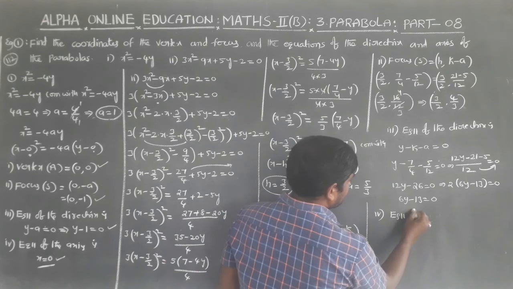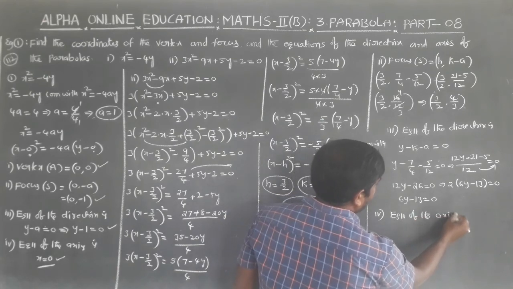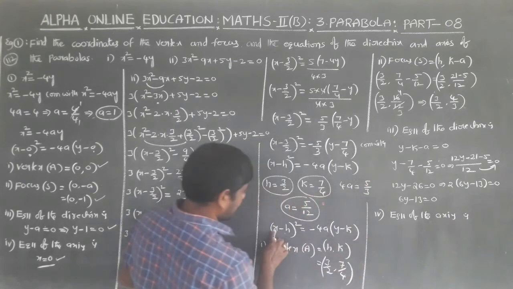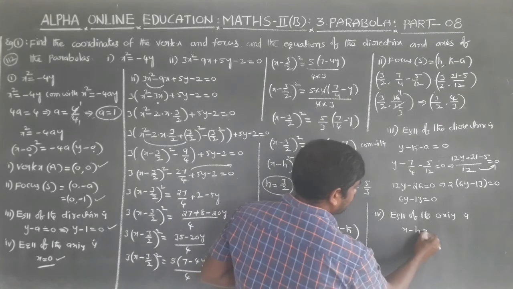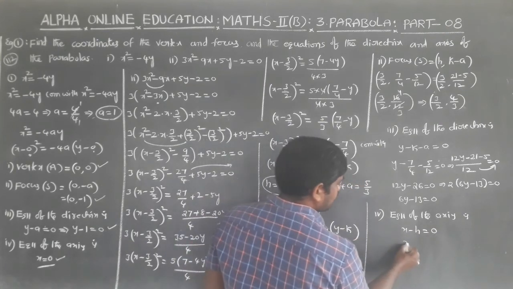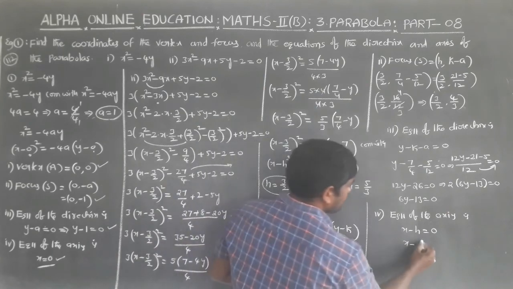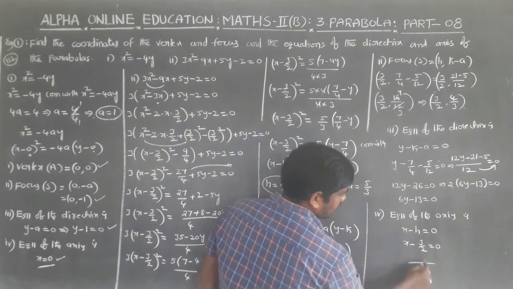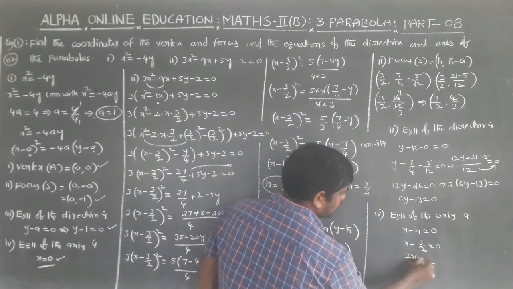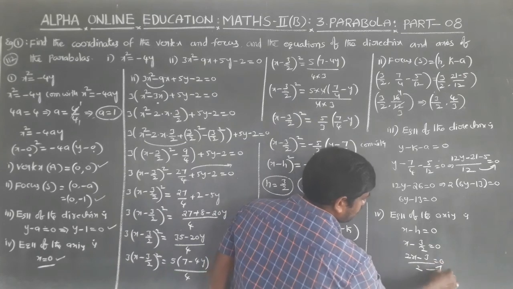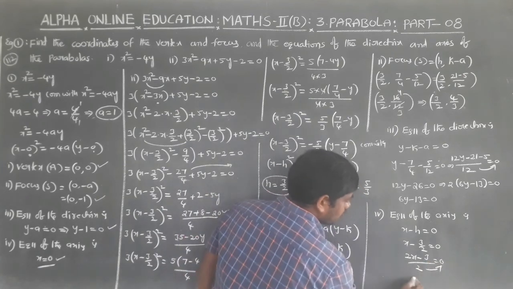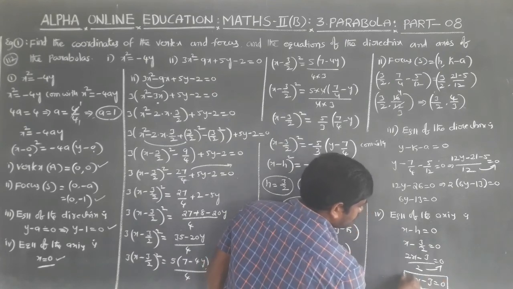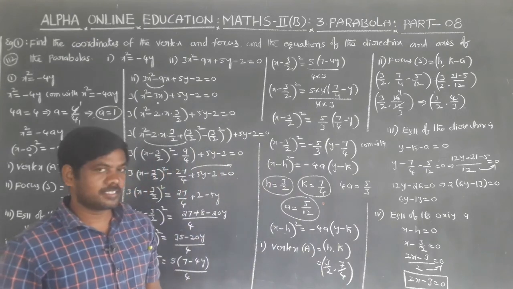Fourth one is the equation of the axis. Equation of the axis is x minus h is equal to 0. X minus h, h is equal to 3 by 2, is equal to 0. Here LCM 2: 2 into x, 2x minus 3 is equal to 0, 0 into 2 is 0. So 2x minus 3 is equal to 0. This is the equation of the axis.